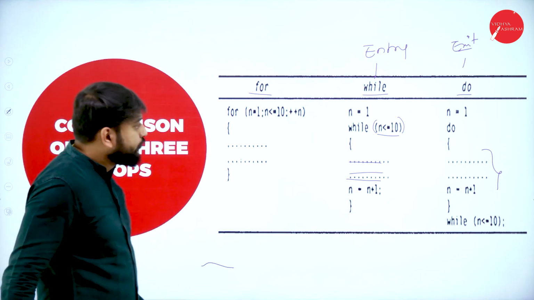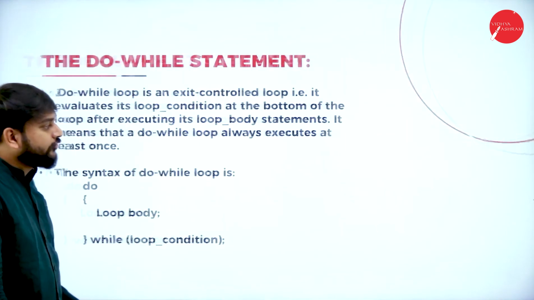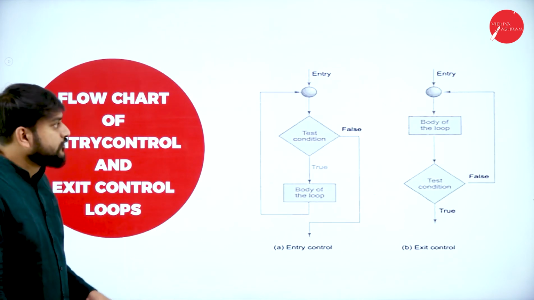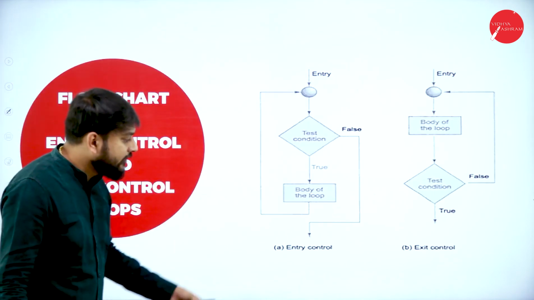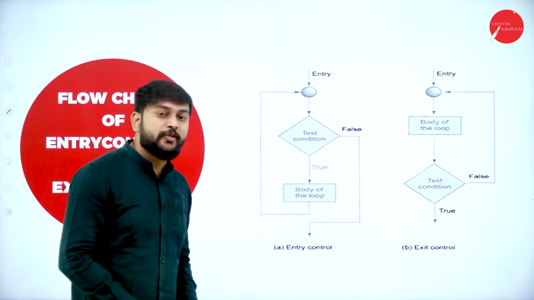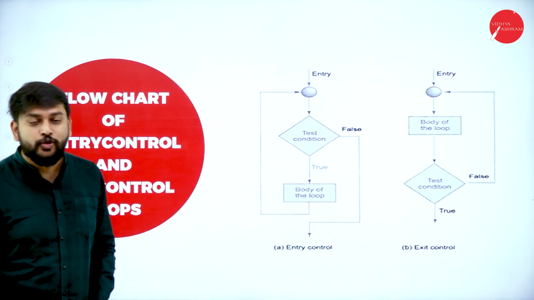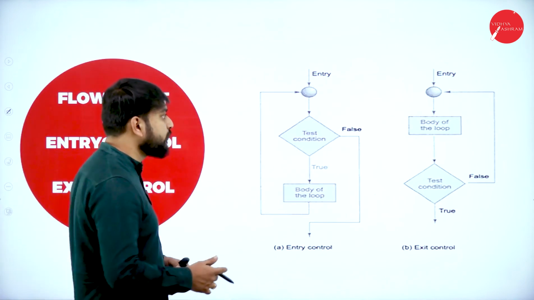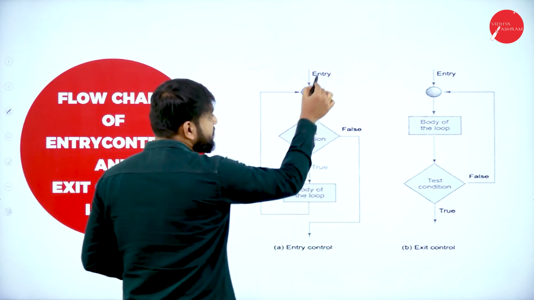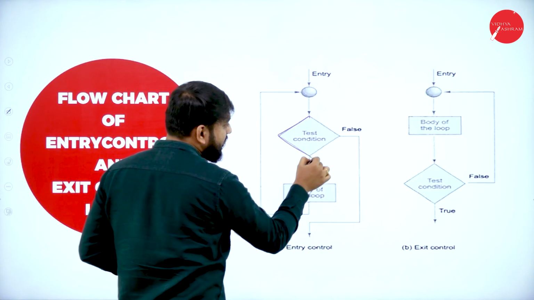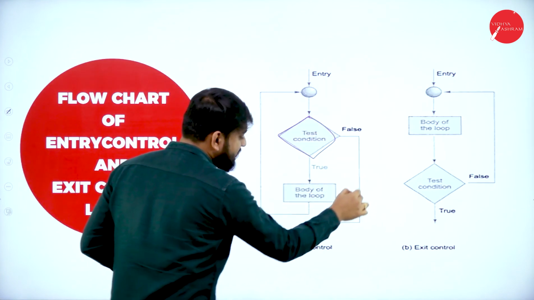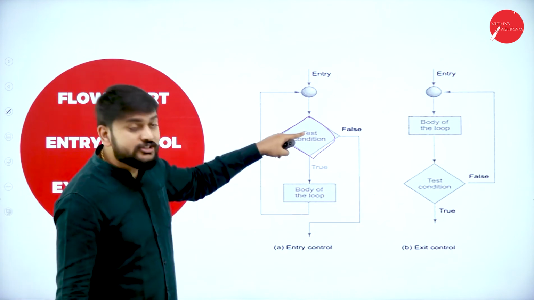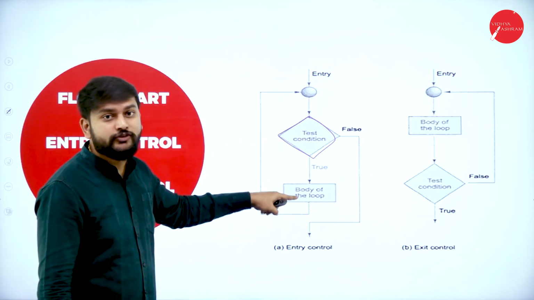All right, so hope you understood this. So let me go back to the flow chart that I had. So please understand the entry control loop. Now hope you will be able to tell me what is an entry control loop. The while loop is what I will call an entry control loop. So first it will take the entry and test the condition. If the condition is false, it will skip everything and start executing outside the loop. If the condition is true, it will start executing the body of the loop.